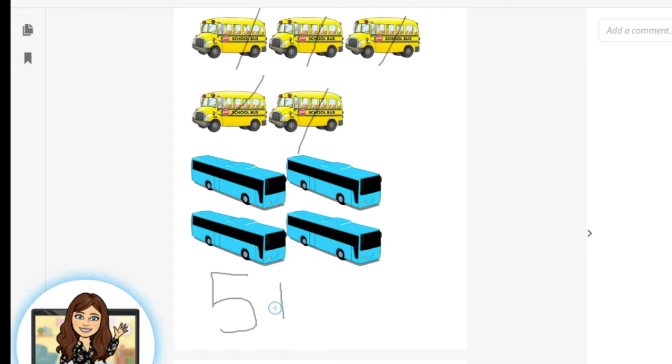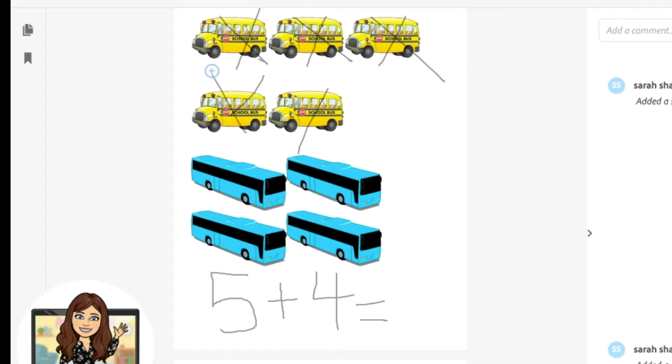And then we heard that we want to find out how many there are in all. So we know it's an addition word problem. So that's a plus sign. And then we found out that there are 4 blue buses. So we are going to add plus 4 is equal to, and then let's cross them all out again to count how many there are in all. 1, 2, 3, 4, 5, 6, 7, 8, 9. There are 9 buses in all, Keeble Cubs.